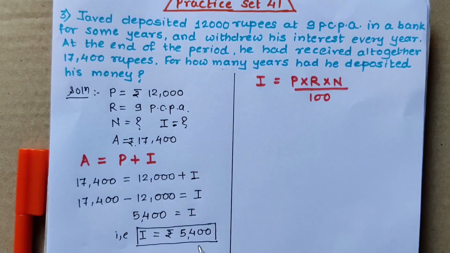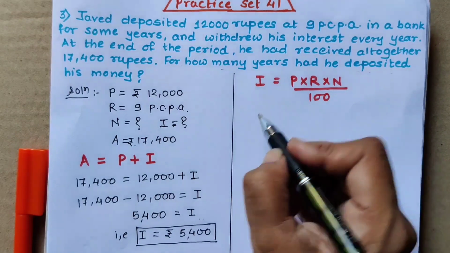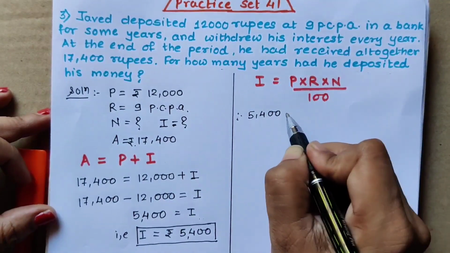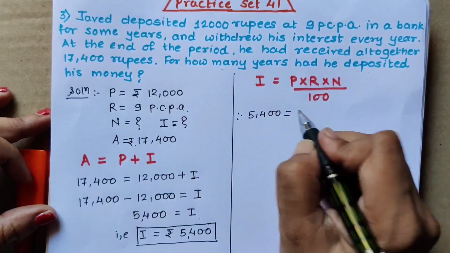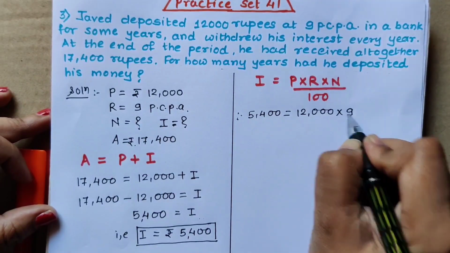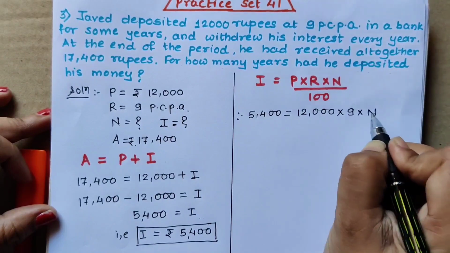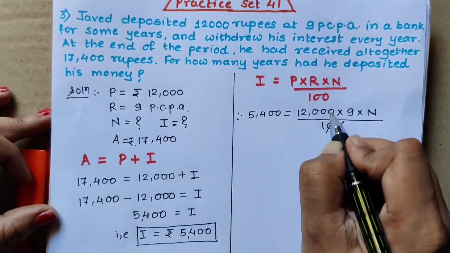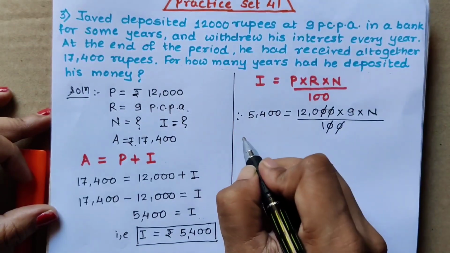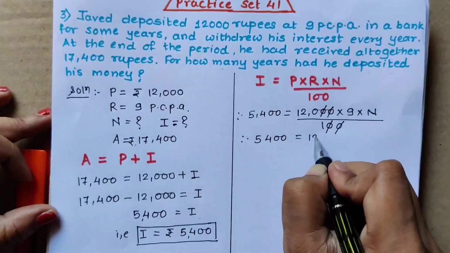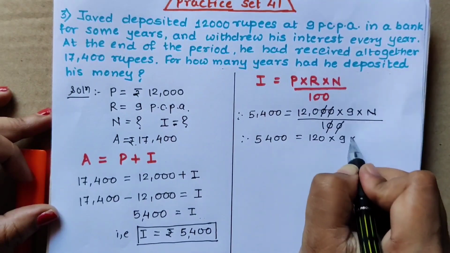So the I value we have just got is 5,400. So 5,400 as it is we write in place of I. We are substituting values now. P is 12,000. R is given 9 PCPA and N we have to find out. So N as it is we are going to write upon 100. Cut the zeros. So we got 5,400 is equal to 120 multiplied by 9 multiplied by N.